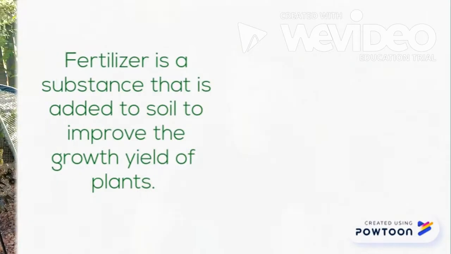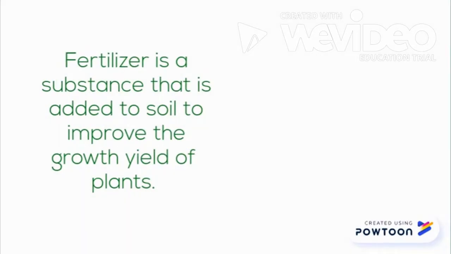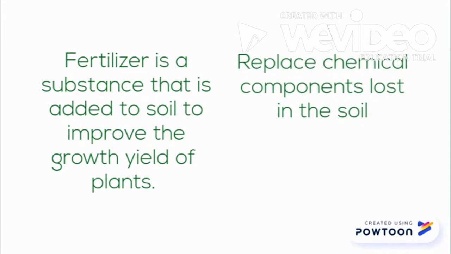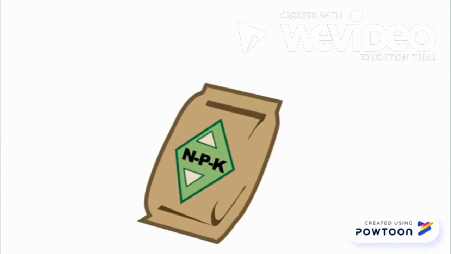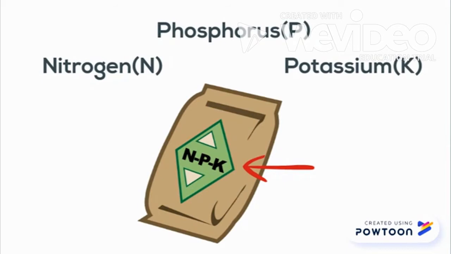Fertilizer is a substance that is added to soil to improve the growth yield of plants. Fertilizers are important as they replace the chemical components that were lost in the soil, so the plants have a fluid source of nutrients. The most predominant elements in fertilizers are nitrogen, phosphorus or P2O5, and potassium or K2O. Fertilizer bags utilize a 3-number code, NPK, which signify the amount of nitrogen, phosphorus, and potassium it contains.